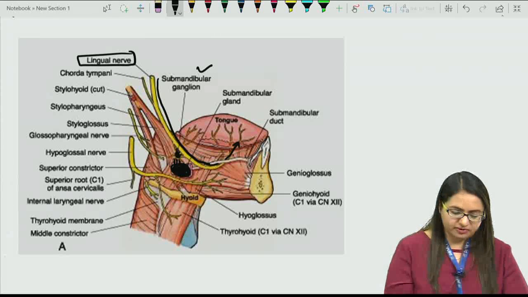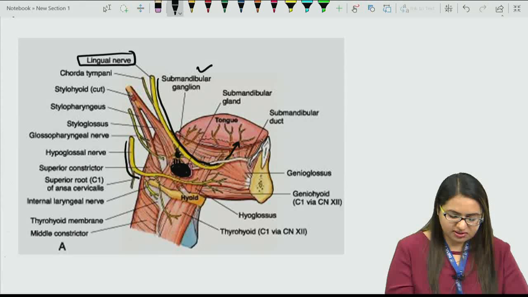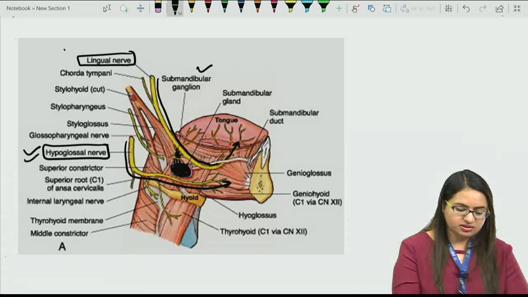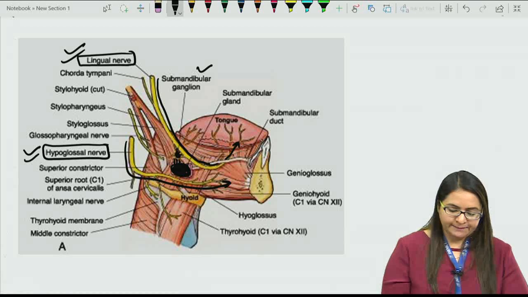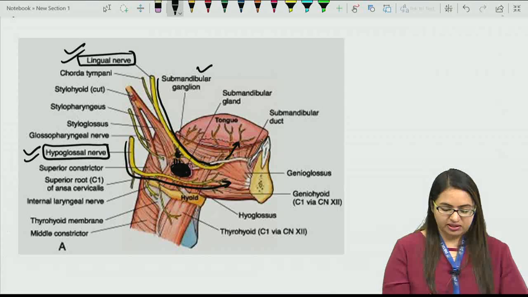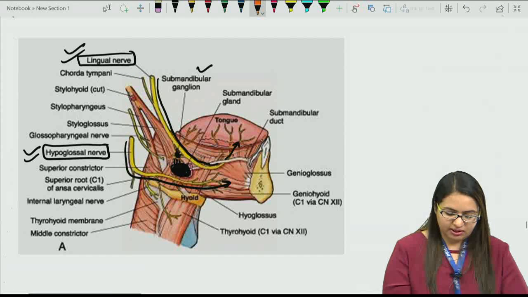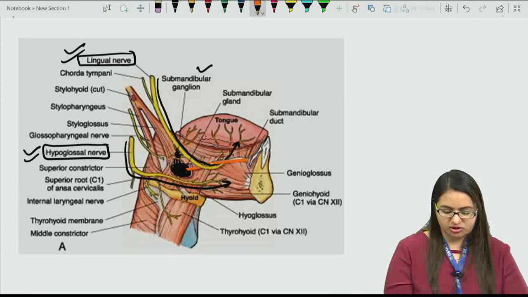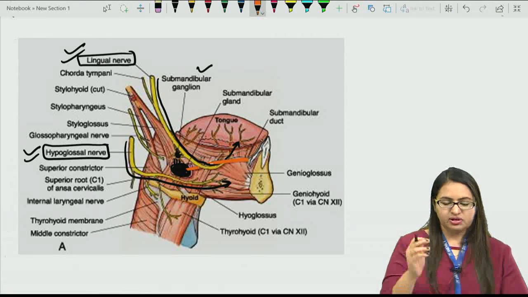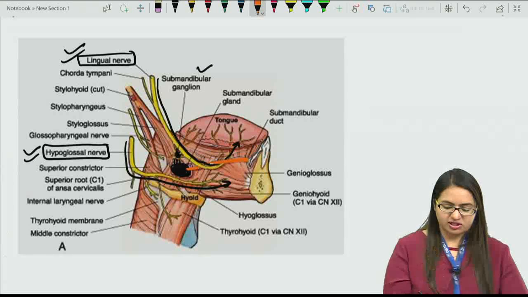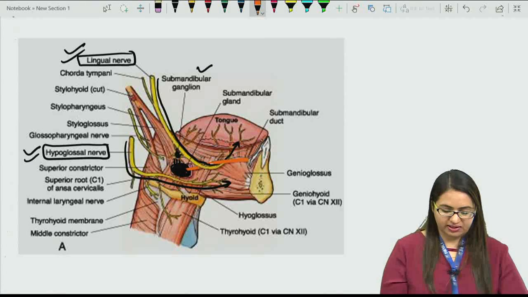Now there is a nerve which is towards the inferior aspect. This is the hypoglossal nerve which is going towards the muscles of the tongue, and this nerve is also in relation to this submandibular gland. Now for the relation of the lingual nerve, we can see one more thing, that the lingual nerve is related to this submandibular duct. The submandibular duct which is present over here, the lingual nerve as it is coming anteriorly, it takes a turn around this submandibular duct and then it reaches towards the oral cavity.